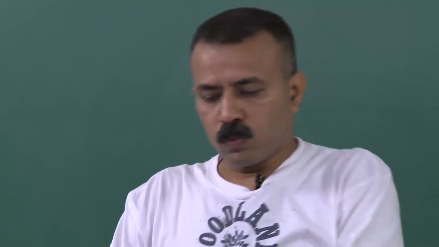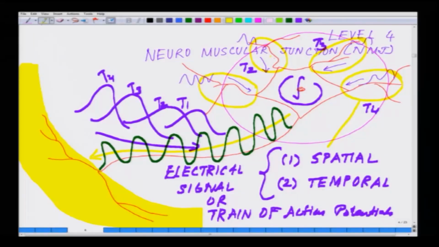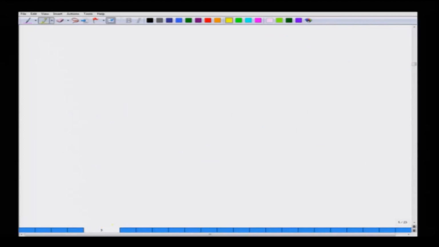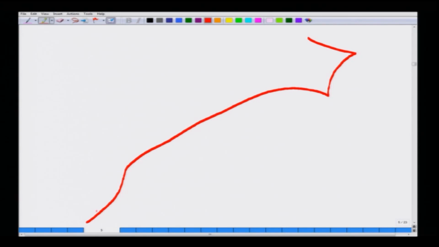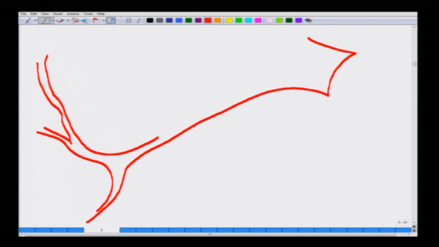Okay. Now, what happens here? So, at this stage there are two things which I wish to bring to your notice. First of all, these neurons are myelinated, and if you look at these neurons, if this is your motor neuron, and this is how the process is. Okay, so now.